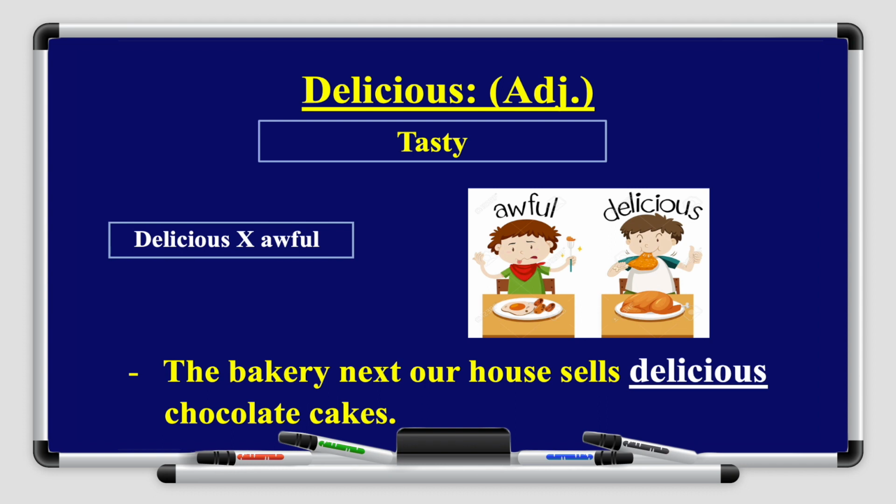Next we have the word delicious. So repeat after me. Delicious. One more time. Delicious. You know what I mean by the word delicious. It's a common word. It's an adjective. Let's read the example here. The bakery next to our house sells delicious chocolate cakes. So here the opposite of the word delicious is awful. So delicious, awful. Here it means tasty.